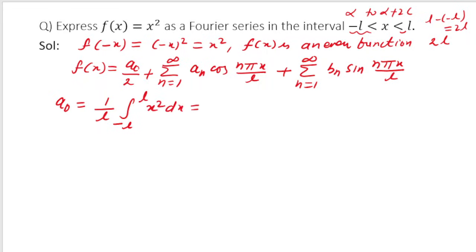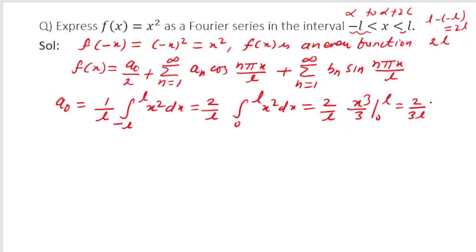So this will be equal to 2 by L, limit of integration is 0 to L, x square dx. So that will give me 2 by L, x square will give me x cube by 3, limit is 0 to L. So I will get 2 by 3L into L cube. So 2L square by 3. So this is what, sorry, the Fourier coefficient a naught is.